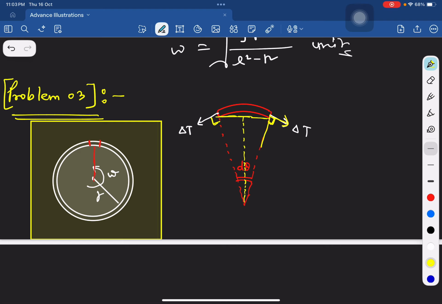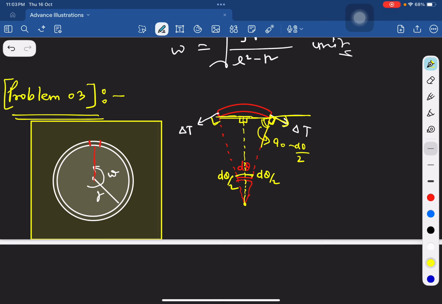Now if you see, this is also going to be 90 and 90. This will be d theta by 2. This will also be d theta by 2. I hope this is settled. So if this is d theta by 2 and this is 90, this will be 90 minus d theta by 2. Now if you see, this is something like this. This is a line that I am drawing. So this is 90 minus d theta by 2.